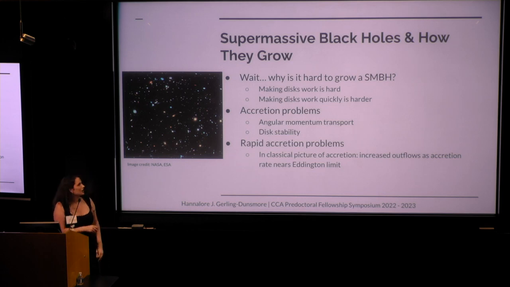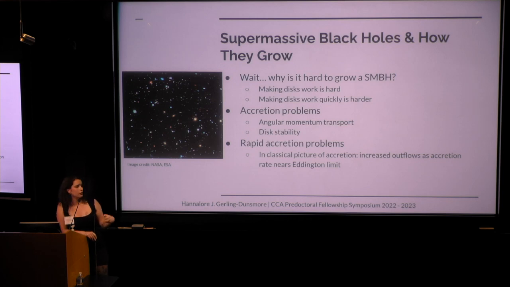Wonderful. So one question I get asked a lot is, why is it hard to grow a supermassive black hole? Isn't that the whole thing, that black holes, things fall into them and they can't escape? And that's true if you can get matter to the black hole, but the problem is getting matter there because these black holes are surrounded by accretion disks. And the accretion disks are really hard to make work, and they're hard to make work fast.